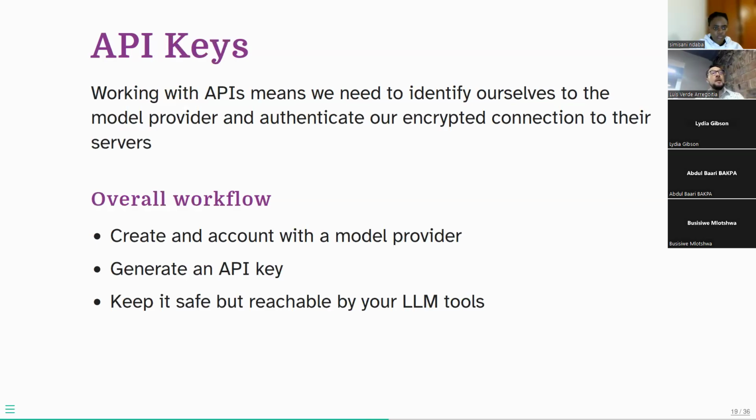And it is. So if we're working with API keys, it means that we're going to be identifying ourselves with the model provider, and we're going to authenticate our encrypted connection to the servers. Typically, we create an account with one of these providers like OpenAI or Google or Anthropic, and we go somewhere into the settings and we generate an API key. And then we have to keep the key safe because it's private and it's a security issue. So we need to keep it safe, but we need to keep it somewhere reachable by the LLM-based tools that we'll be using.